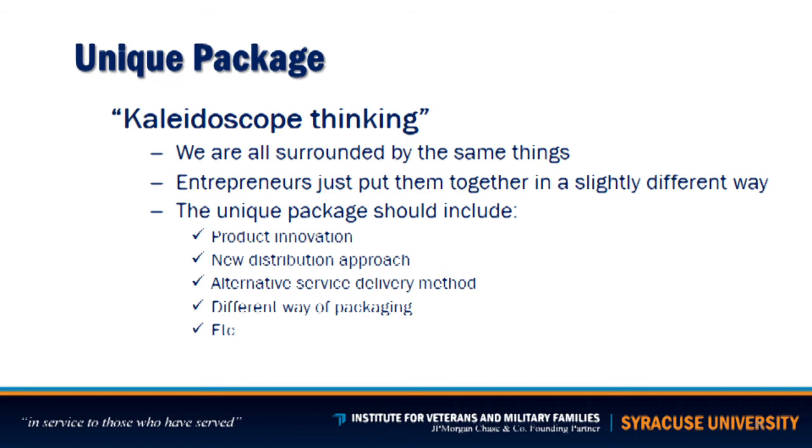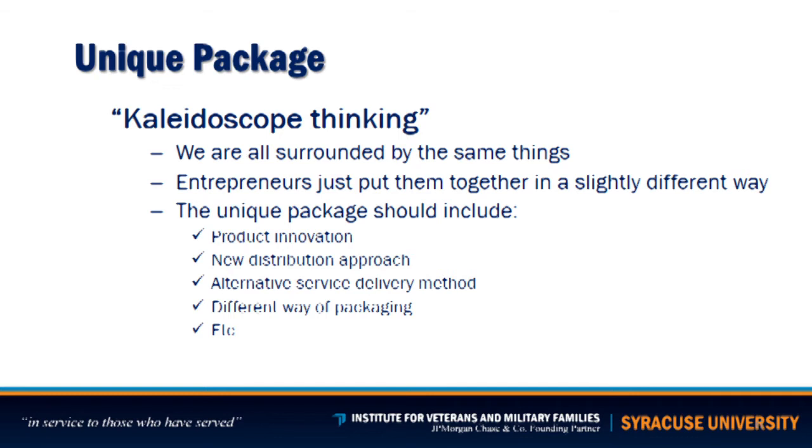As I just mentioned, you can use the app that already exists and tweak it and make it applicable. A new distribution approach: you go into McDonald's, you make the app, you order it, and you just drive through the drive-through and you already have it. You don't have to even talk to the person on the window. Alternative service delivery method is just when I talked about different ways of packaging and so on. So there are many ways you can be innovative.